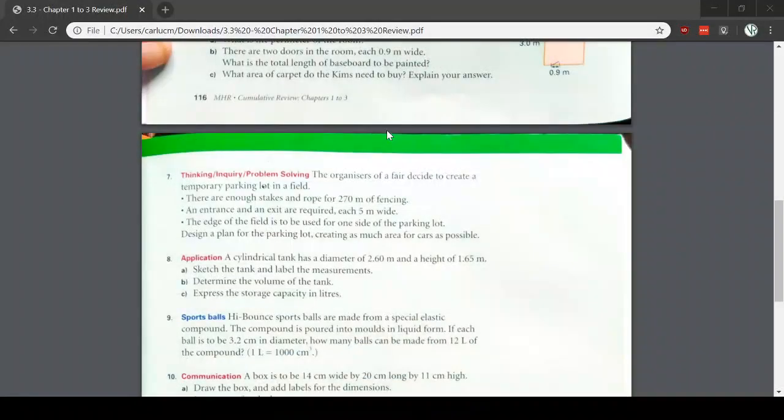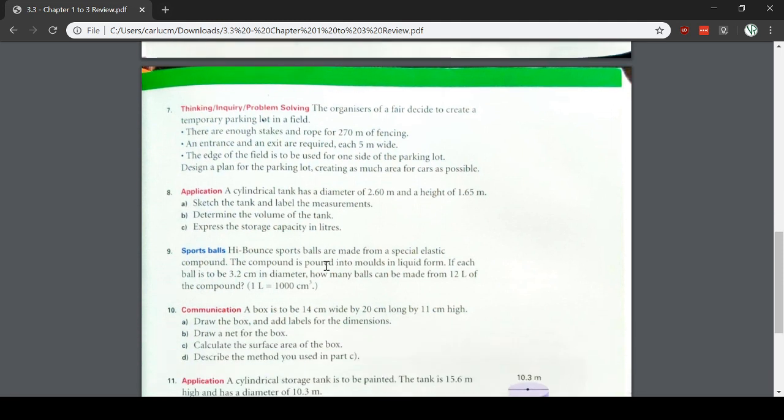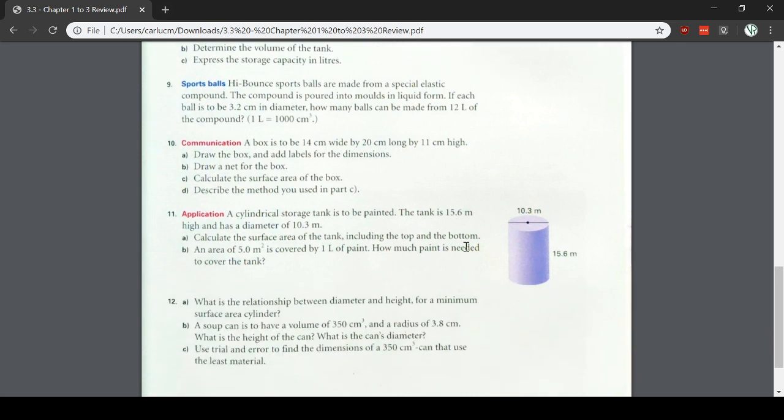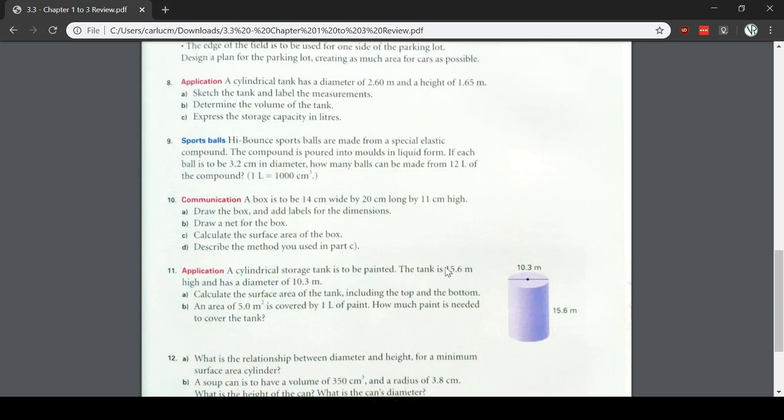Now I'll transition back to this. The last 2, you're just working on some volume type questions. A cylindrical tank has a diameter of 2.60 meters and a height of 1.65 meters. Sketch the tank. So you're just going to make a cylinder similar to this guy down here in number 11, beside number 11.